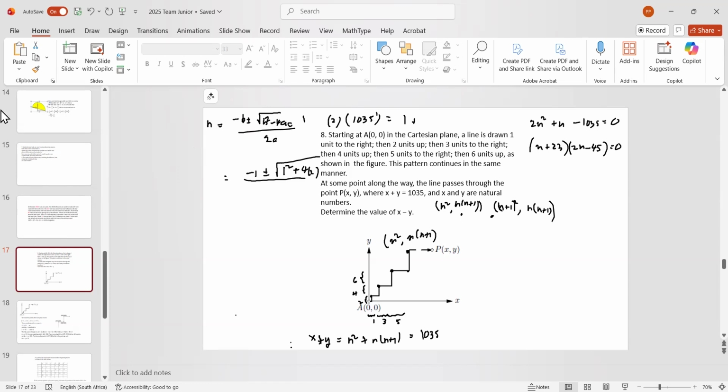Sorry about that. So it's b squared minus 4ac. Sorry, I don't have enough space here, just forgive me for this. So b squared minus 4ac is, b is 1. That's 1 squared.